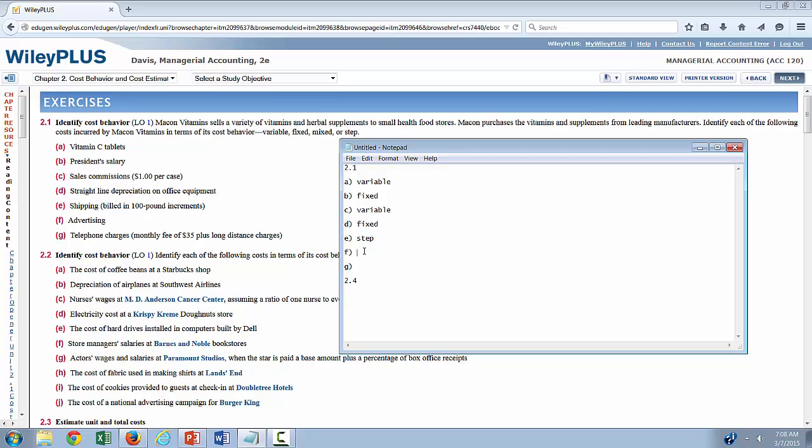Advertising might change from one period to another, but it does not go up in reaction to changes in activity. So advertising is a fixed cost. Finally, we have telephone charges, which are a monthly fee of $35 plus long distance charges. So telephone charges, that's going to be a mixed cost. Remember, mixed costs have a part of a fixed cost and part of a variable cost. So the fixed is the $35 a month, and the long distance charge will be variable depending on usage.